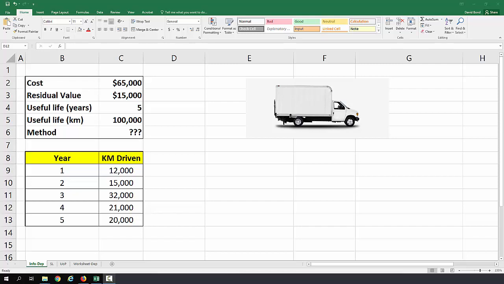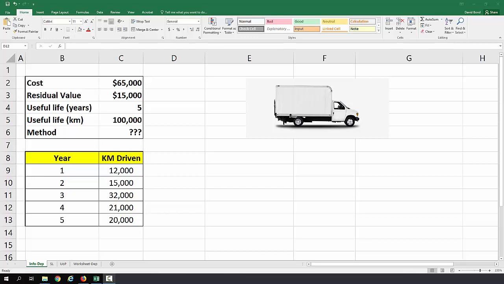In this example, we're going to look at the depreciation expense calculation for a non-current asset, in this case a truck, which cost $65,000. Now, the purpose of depreciation is to allocate the depreciable amount over the useful life. So there's some information that we have in here already, which will help us with that.